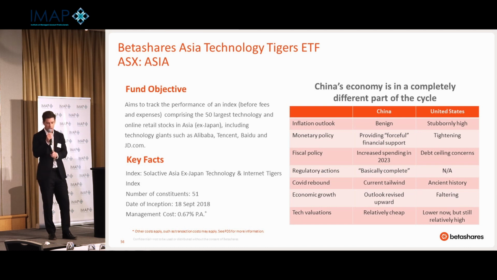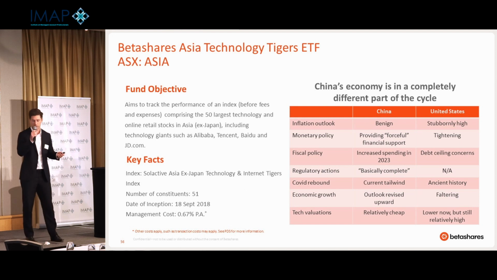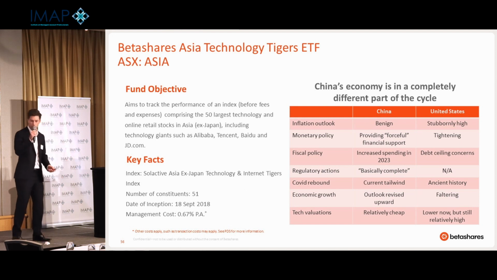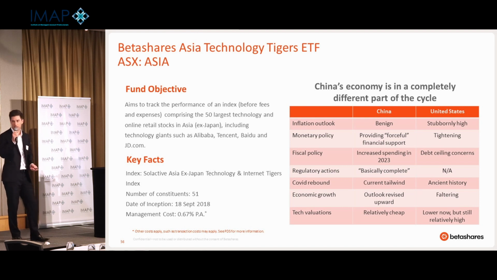Where we're at now, and this is where it gets interesting, is the use of a thematic that gives you a lot of diversification. And China's clearly in a different part of the cycle. If you read through that table there, completely disconnected from the West in terms of the economic cycle. And that's interesting from a diversification perspective.